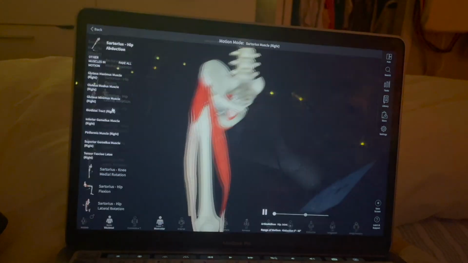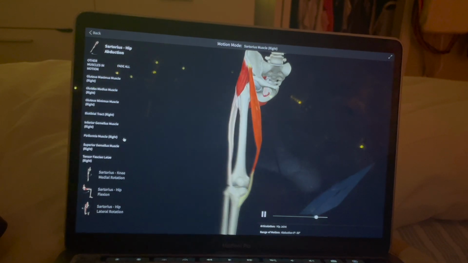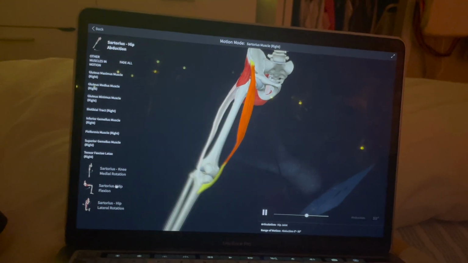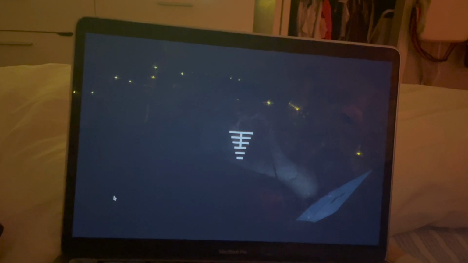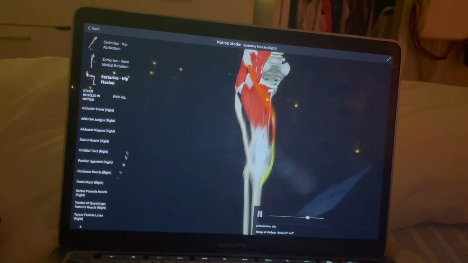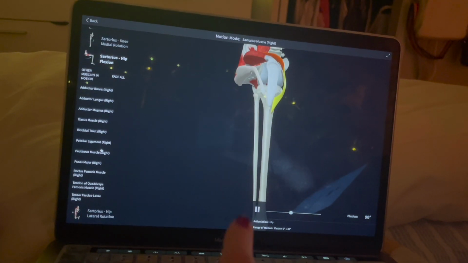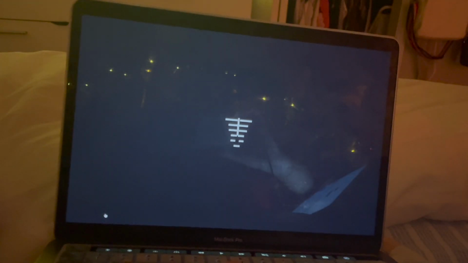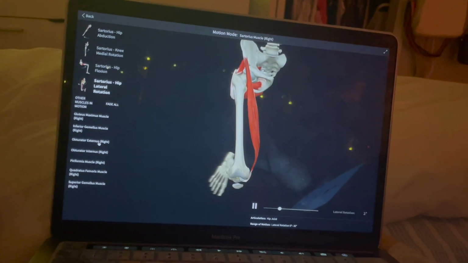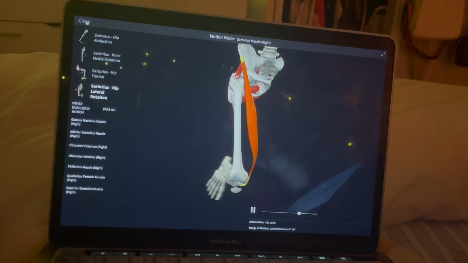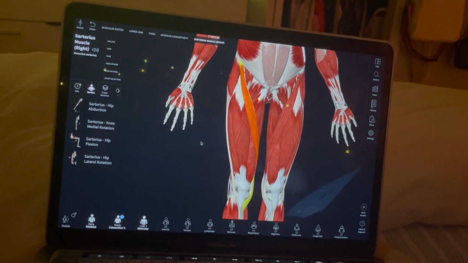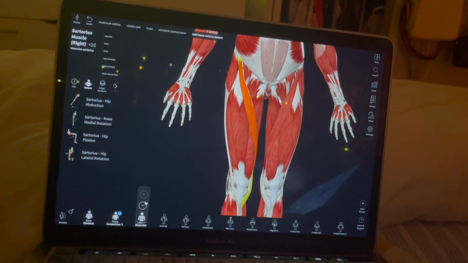So I'm going to show hip abduction as well as hip flexion here. And then we also have hip lateral rotation as well for the actions of this muscle. Further, I'm going to take off a layer of muscle here.